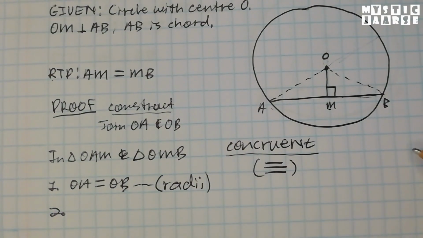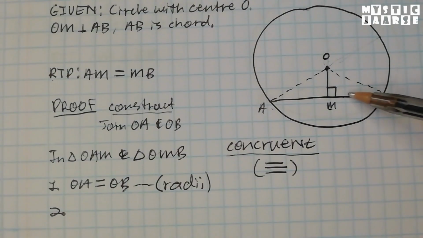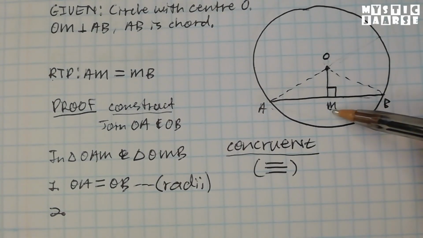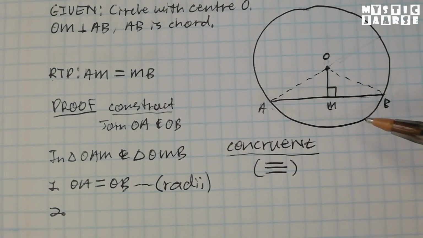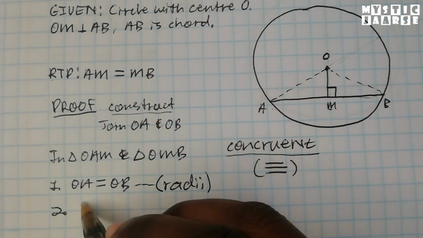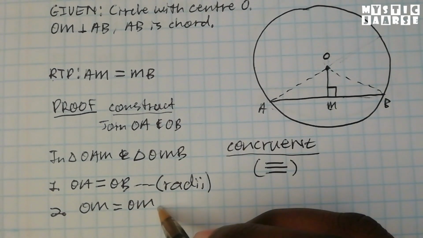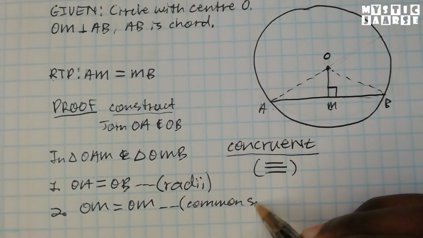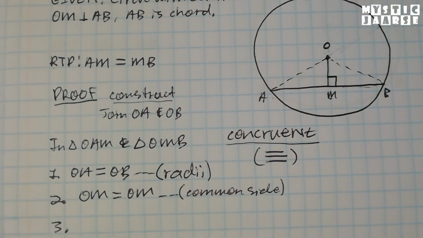2. Now we know that these two triangles are attached to one another back to back, right? So they share this length OM. So that means OM for triangle OAM is equal to OM of triangle OBM. So OM is equal to OM. Why do we say that? Because OM is common, a common side. The third reason, so we only need 3 reasons to prove congruency, right?